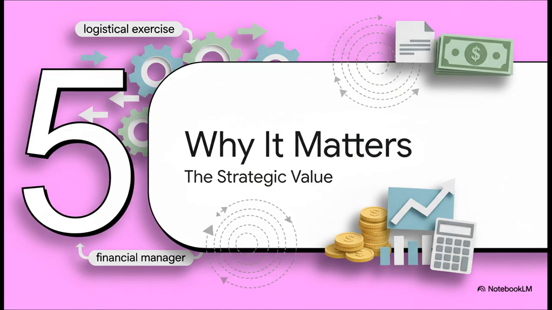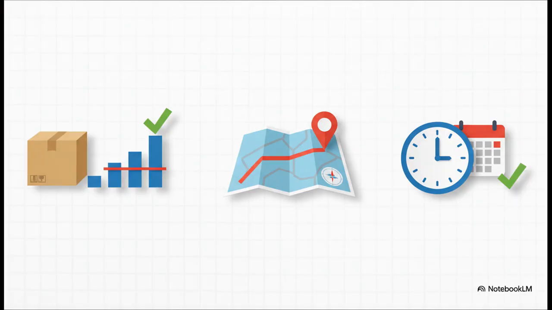Okay, so let's bring this all home. Why should you, as a future financial manager, really care about any of this? Why is this so much more than just a logistics puzzle? You know, in the world of logistics, people talk all the time about the 3 rights. Getting the right quantity of goods to the right destination at the right time. Well, effective optimization is exactly how you achieve that. Hitting all 3 of those targets consistently is the absolute foundation of an efficient, reliable, and, most importantly, profitable supply chain.